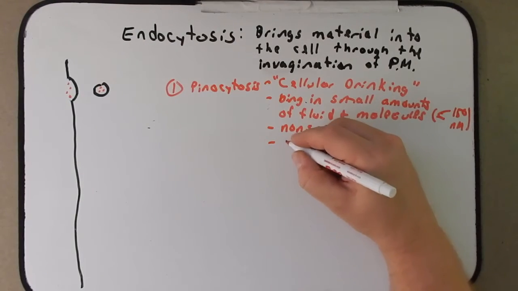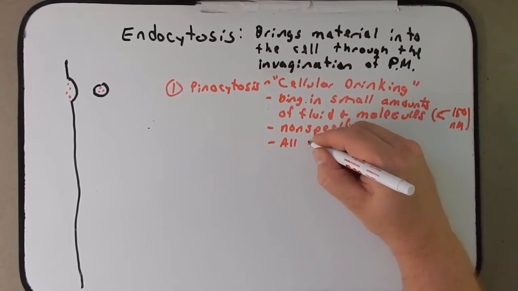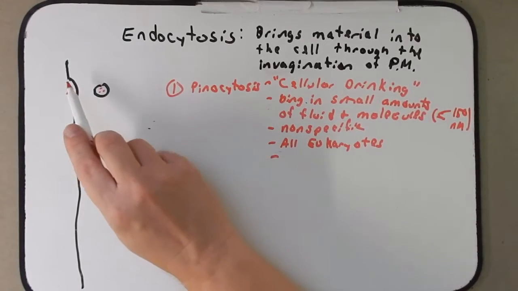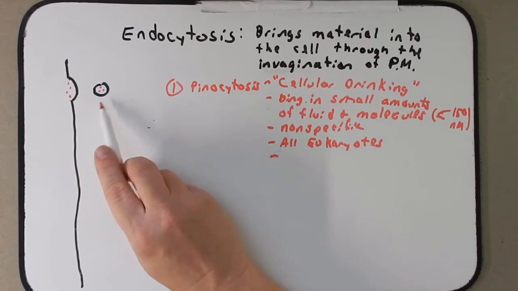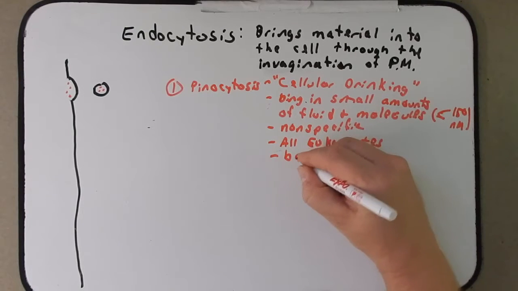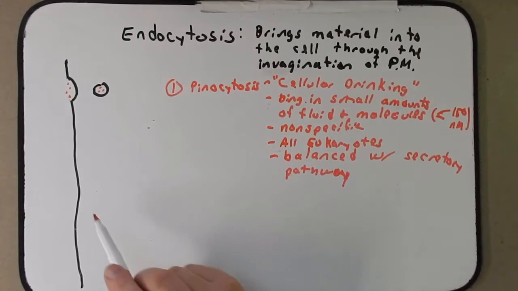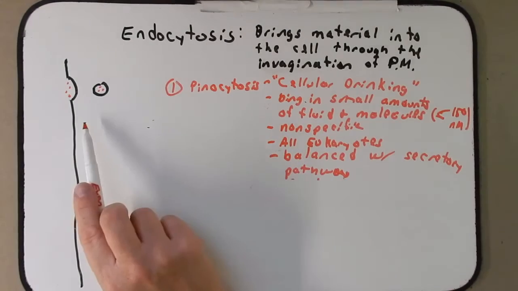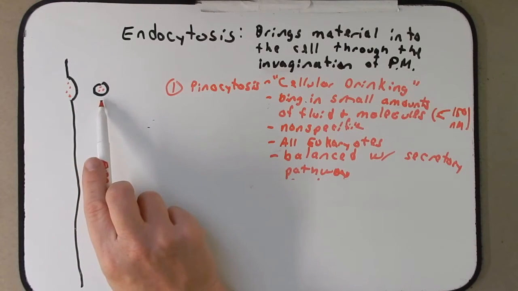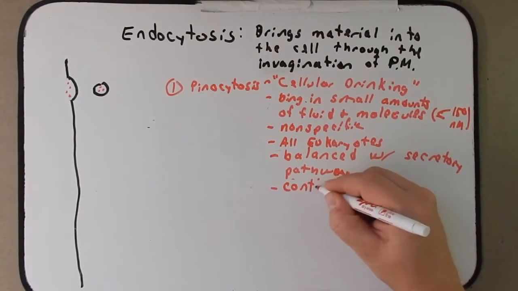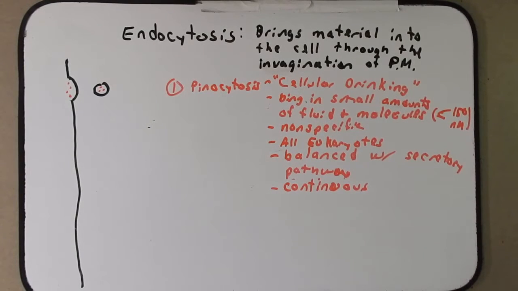A few other things about pinocytosis. All eukaryotes do this. As it's bringing in these vesicles, you can see that we're also losing membrane. So it's fairly well balanced with the secretory pathway so that the overall size of the cell doesn't change much. Depending on which cell type you're talking about, the rate at which these vesicles form through pinocytosis can vary. But we typically say that this is continuous. It may be slower or faster depending on the cell type, but it's occurring at irregular intervals.